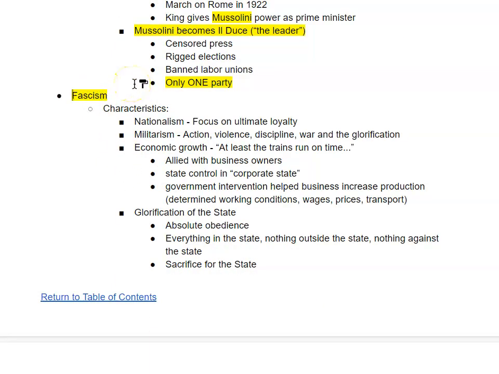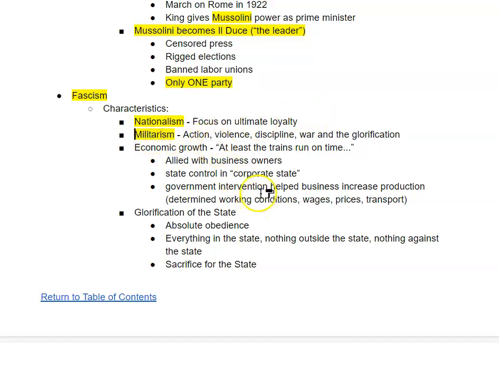We already talked about where the root name comes from. The chief characteristics of Italian fascism include: 1, nationalism. Okay, a focus on your ultimate loyalty being to your country. Remember that nationalism can have many positive attributes, but it can have negative attributes. The more you love your country, it can tend to make one put down another's country. And so the more passionately you're in love with your own country, it can tend to make you look down upon or even be aggressive towards other countries.